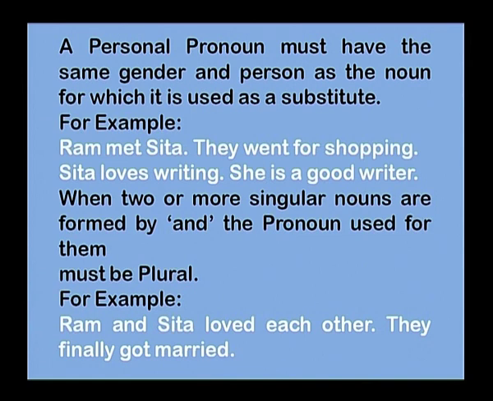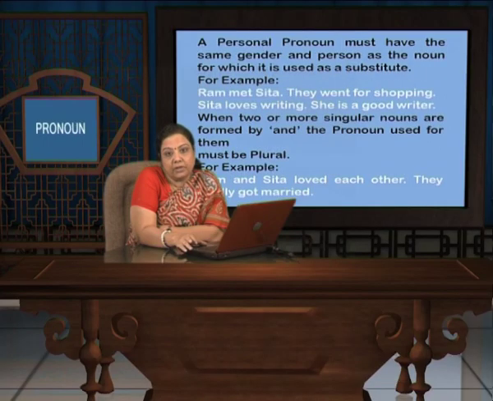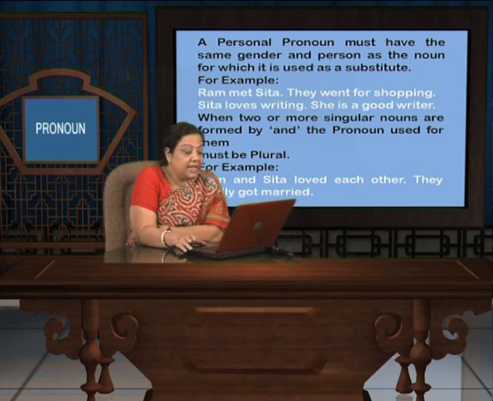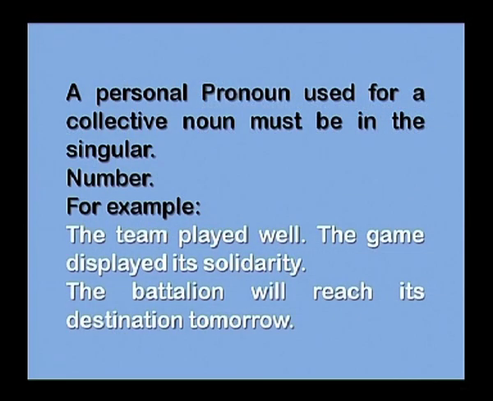When two or more singular nouns are joined by and, the pronoun used for them should be plural. For example, Ram and Sita. See, we are joining them by and. Ram and Sita loved each other. So what we are doing here is, we are not saying he or she, we say they finally got married.